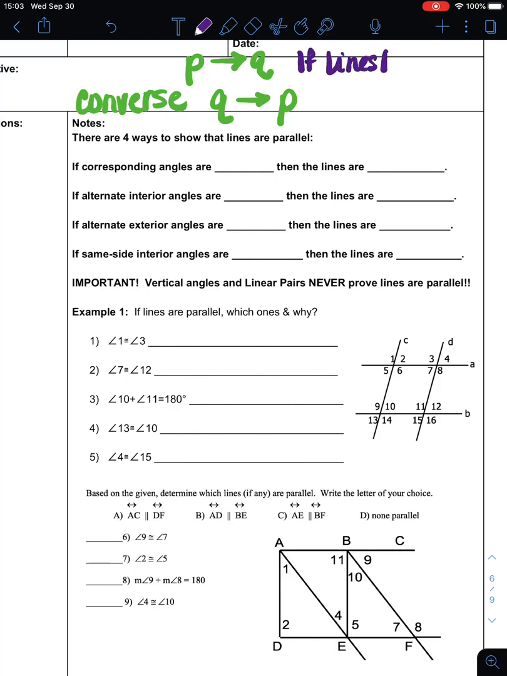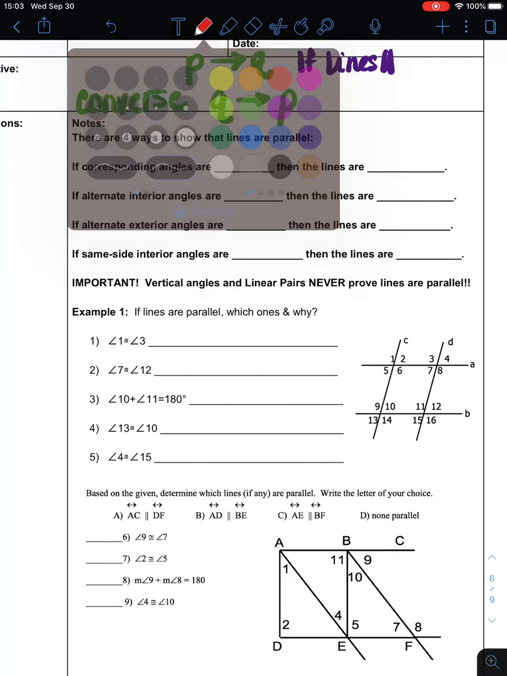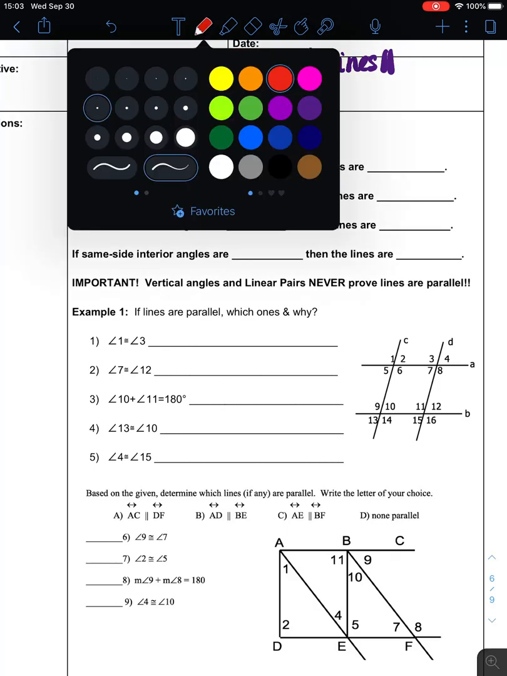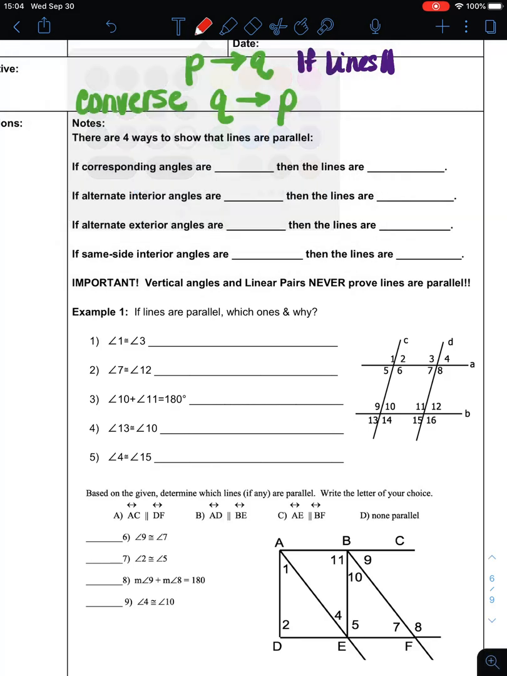So before, what I knew was if the lines were parallel, that's the part that I knew. And because I knew the lines were parallel, then I could talk about the angles. Well, today we're going to do something similar, only we're going to start by knowing about the angles. And since we know about the angles, we can make decisions about the lines. And the decision that we can make is, are they parallel or not?